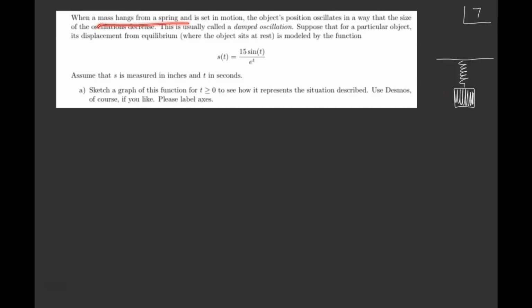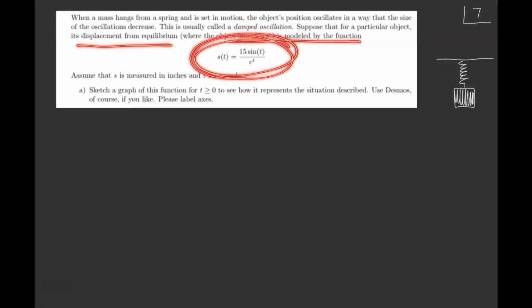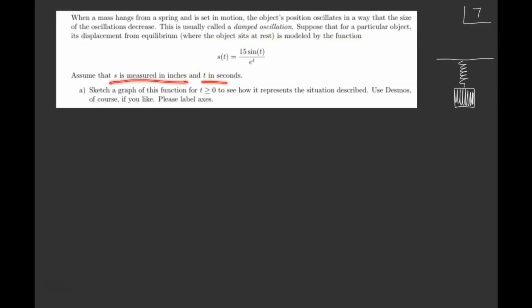So we pull it, and then it starts going up and down. So a mass hangs from a spring and is set in motion. The object's position oscillates in a way that the size of the oscillations decrease. Okay, that's what we were just talking about, how it'll go down and then up, but these start getting more and more muted. This is usually called a damped oscillation. Suppose that for a particular object, its displacement from equilibrium, where the object sits at rest, is modeled by this function. So this function is going to model the displacement over time. Assume that s is measured in inches and t is in seconds.